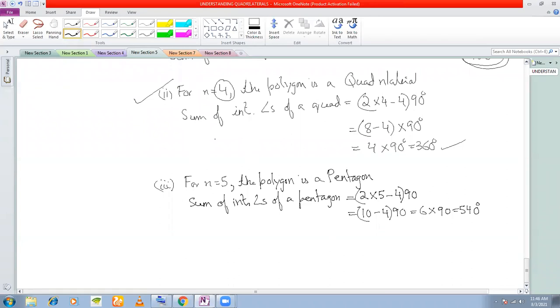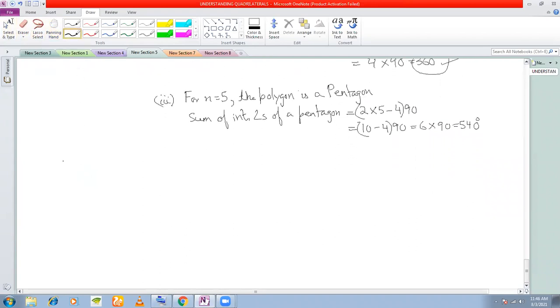For triangles and quadrilaterals, please remember the sum of interior angles is 360 degrees. Pentagon, you don't need to remember. It is 540 degrees. You can always put n is equal to 5 and get the sum of interior angles of a pentagon. Similarly, you can get the sum of interior angles of a hexagon, heptagon, octagon, nonagon, and decagon also. Okay, so let's do a problem in the application of this formula.